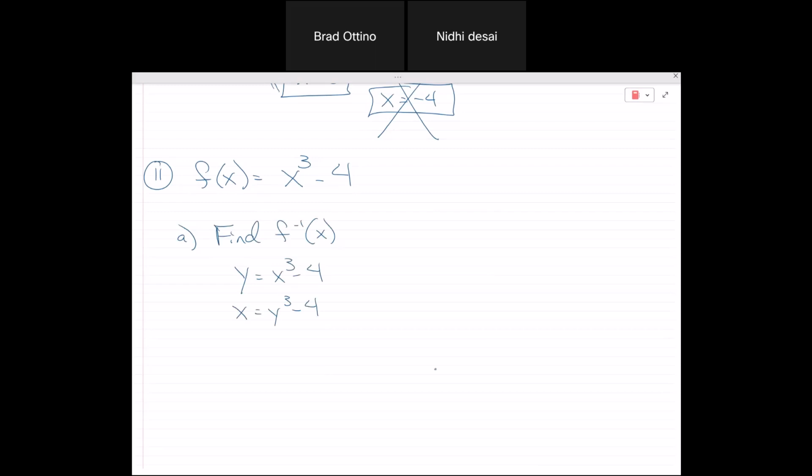So I'm going to add 4 on both sides. And then go ahead and take the cubed root, and we just get y is equal to the cubed root of x plus 4, which would be the inverse.